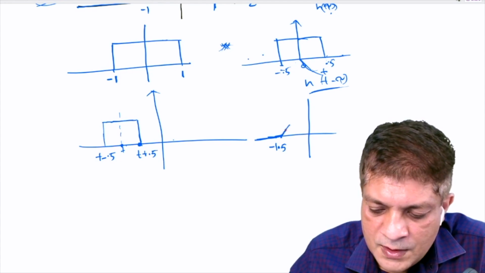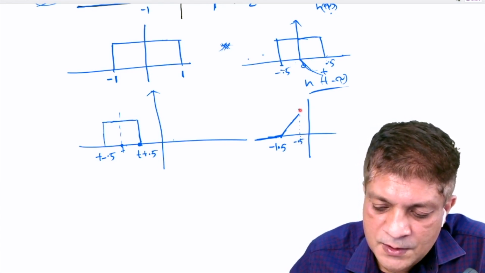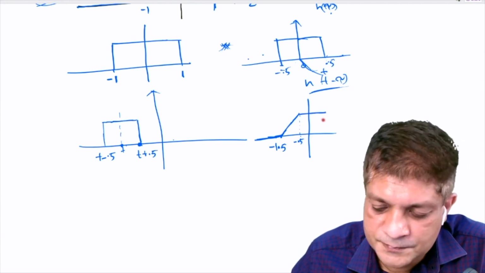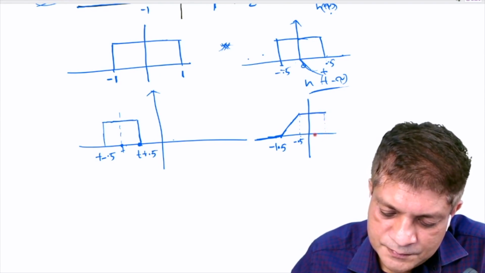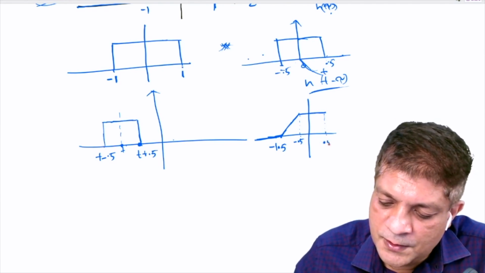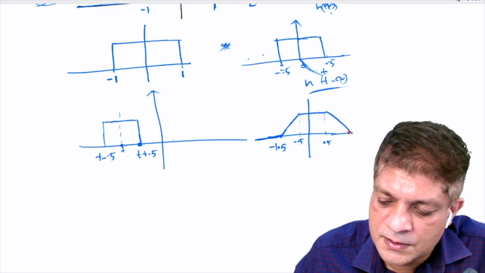It increases linearly till minus 0.5. Then it is constant till t equal to 0.5, when this point reaches this point, that is t equal to 0.5. Then it decreases linearly.